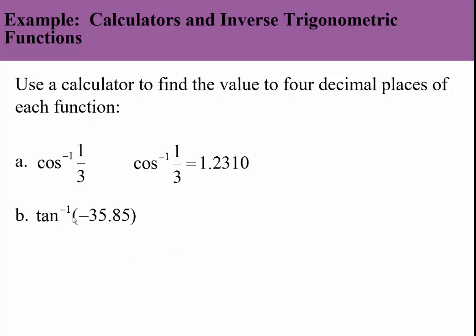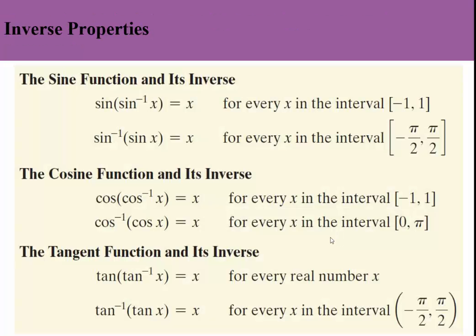All right, so make sure you can. For the inverse tangent, let's find example B here, the arctangent or inverse tangent of negative 35.85. And we'll go ahead and hit second tangent, put that in. You should get approximately negative 1.5429.